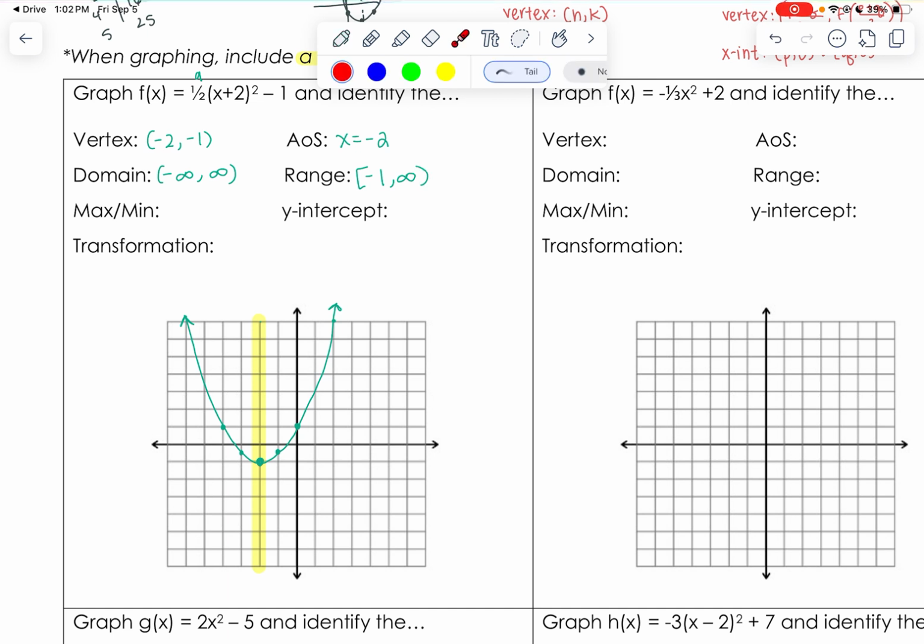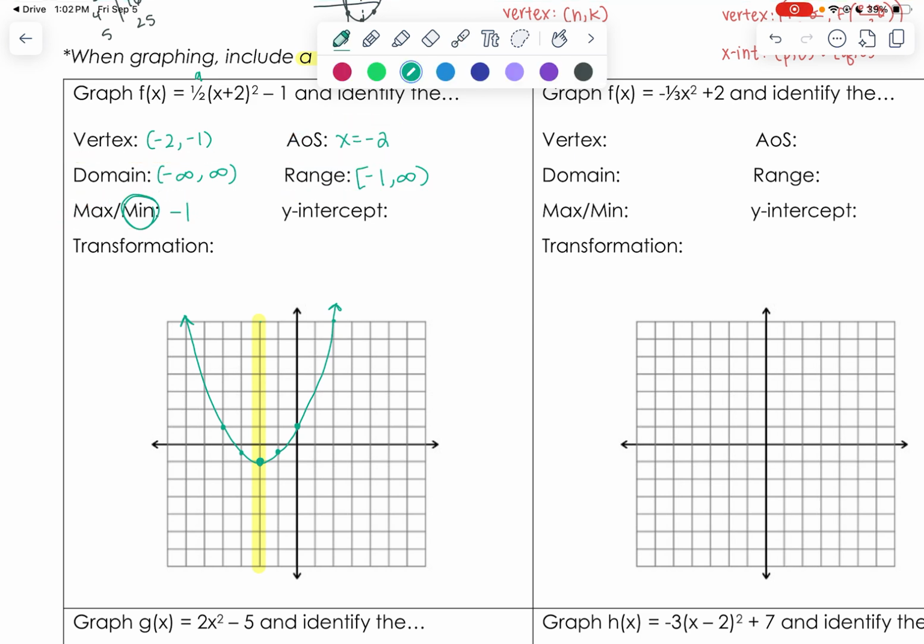Okay, I can also get my range from this. If A is positive, your parabola is opening up. That means that you don't have a maximum for this function. You have a minimum at -1. And I know that from my vertex, and I know that because A is positive. So once you know your vertex, you really got down your axis of symmetry, and it's going to tell you your max and your min, which is going to affect your range, okay?